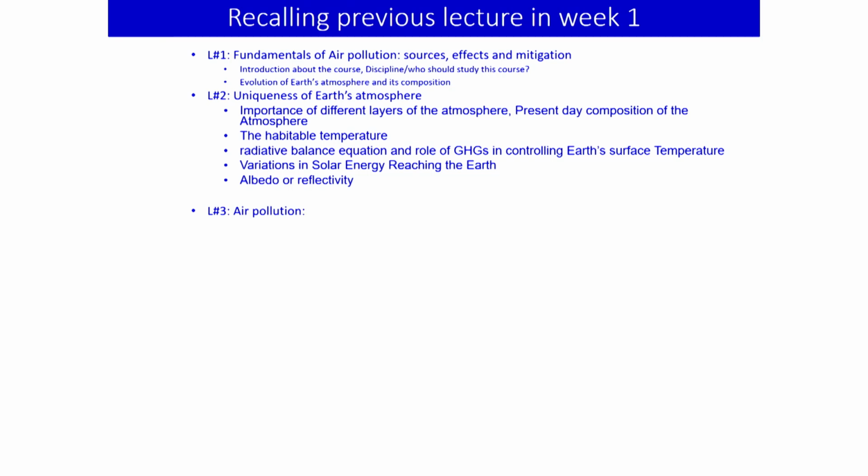How and why these gases and trace gases, carbon dioxide and aerosols are important and make this planet's temperature habitable. Otherwise, the temperature would not have been very habitable. With this we talked about the radiative balance equations and introduced the concept of greenhouse gases in controlling the Earth's surface temperature. And then we also talked about the variation in the solar energy reaching the Earth's surface, or what we call solar radiation or solar constant, and how it varies on an 11-year cycle.